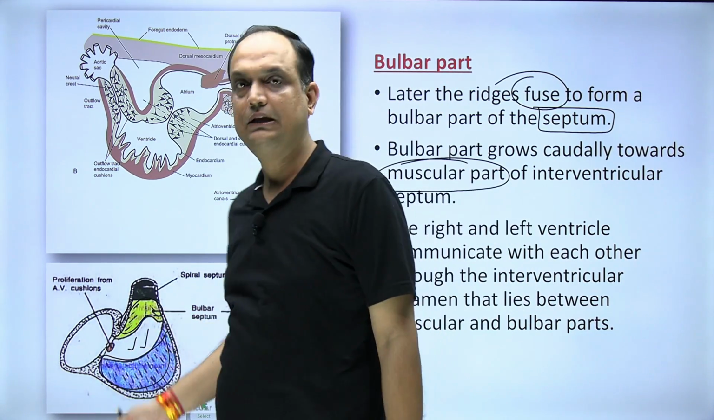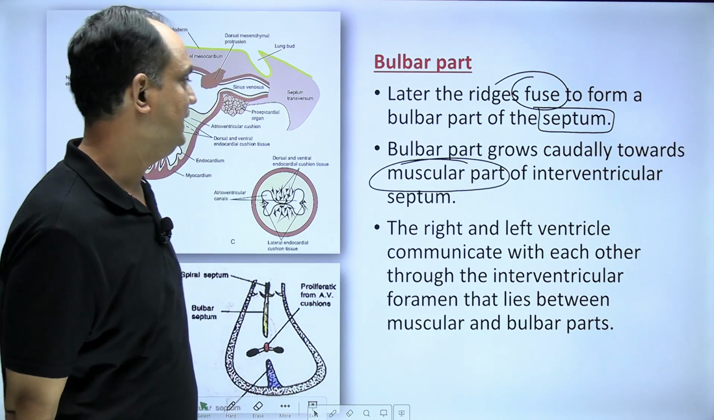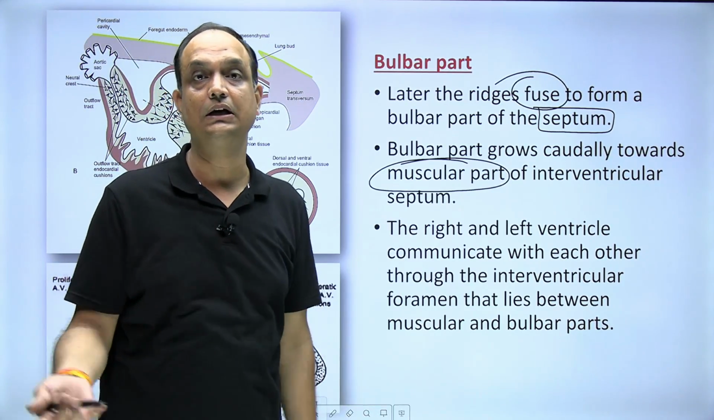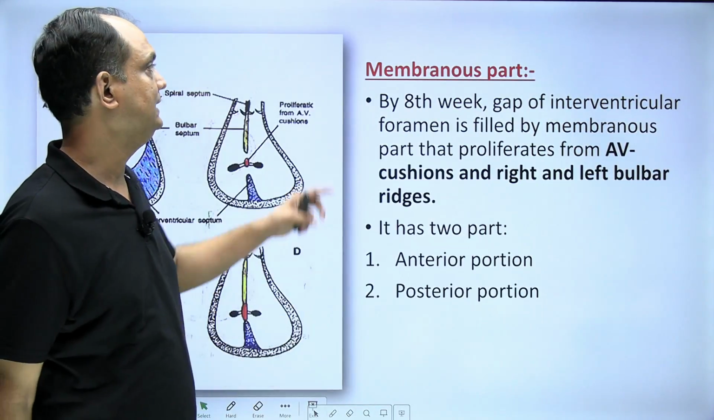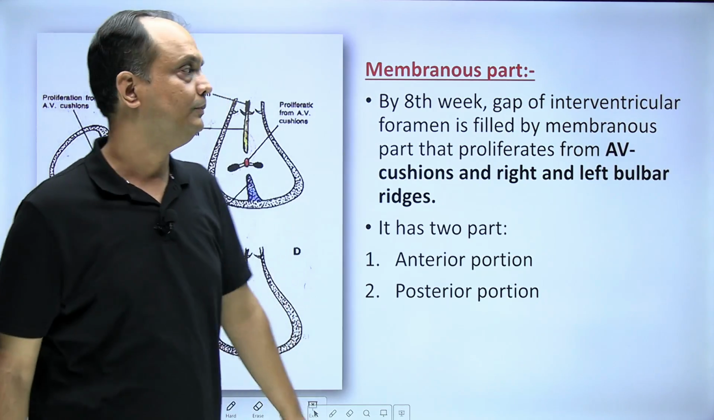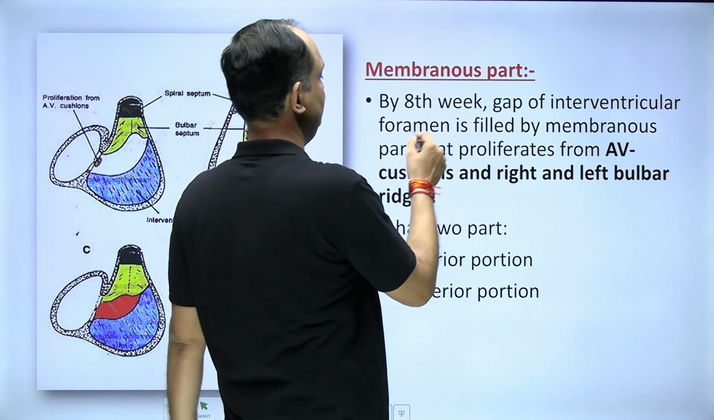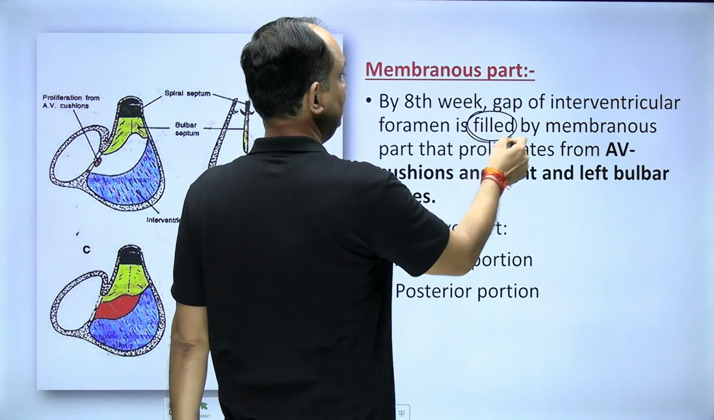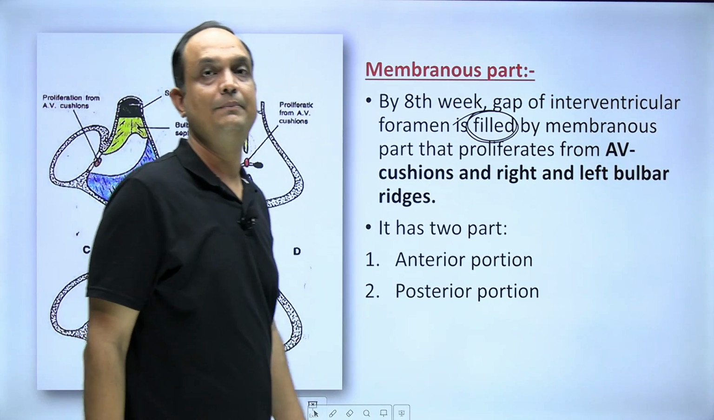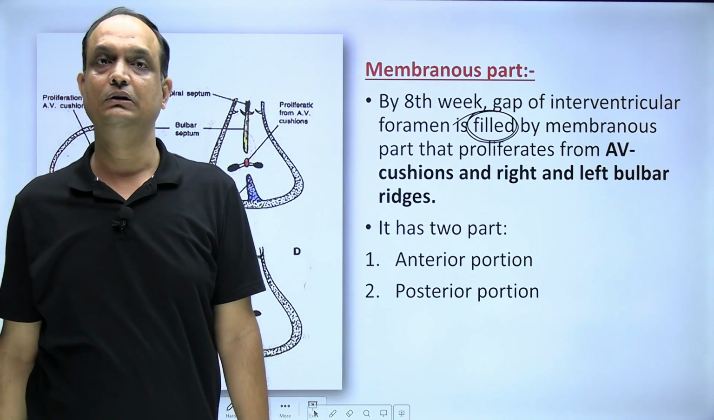Now in the next part, you will have the formation of the third portion, and that is known as the membranous part. So by the 8th week the gap of the interventricular foramen is filled, and that area is filled by the membranous part of the interventricular septum.